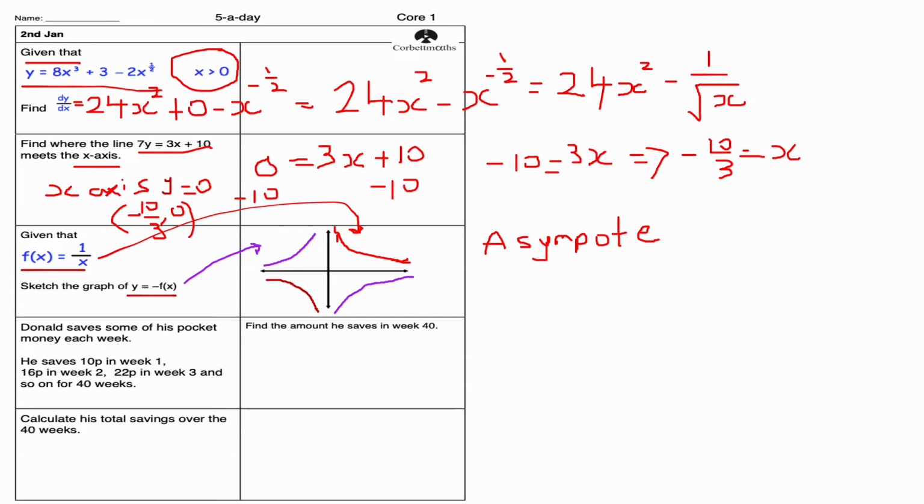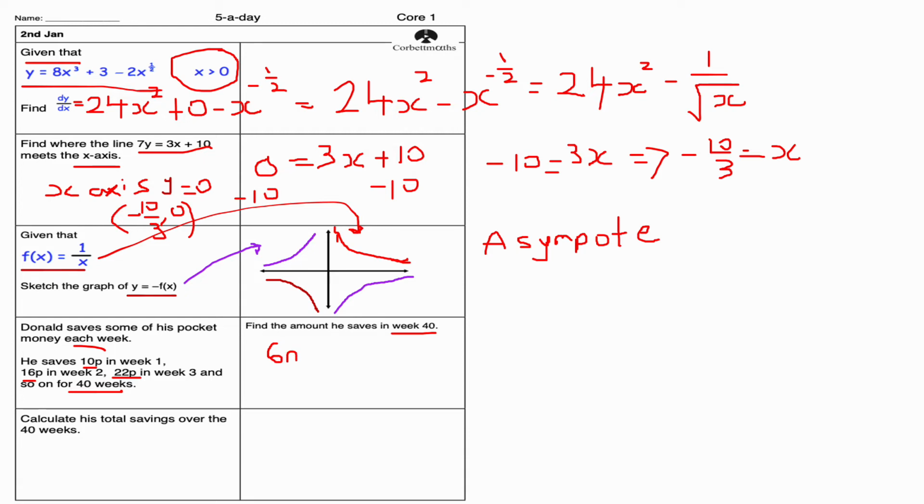Question number 4. Donald saves some of his pocket money each week. He saves 10p in week 1, 16p in week 2, 22p in week 3, and so on for 40 weeks. Find the amount he saves in week 40. So this is what I call an arithmetic progression, an arithmetic sequence. It goes up in sixes, so it's going to be 6n.